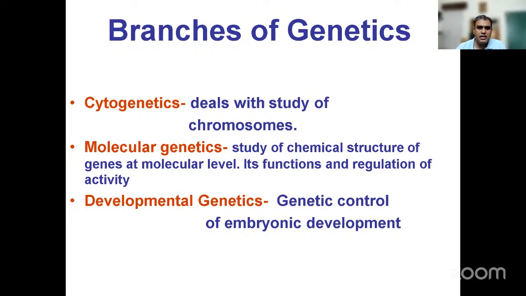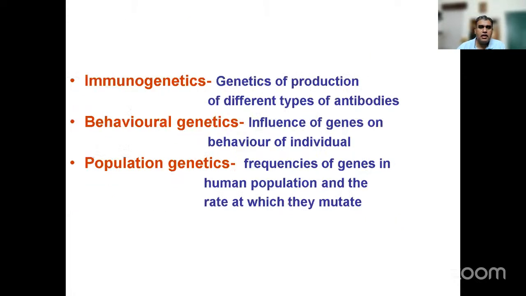It has many branches. Cytogenetics, where we basically deal with chromosomes. Molecular genetics, the study of the chemical structure of genes at a molecular level, which is also quite interesting. Developmental genetics, the genetic control of embryonic development, again very upcoming. Immunogenetics, for the different types of antibodies. Behavioral genetics, on the behavior of individuals. You can imagine how genes play a role in behaviorism, which is connected even to psychiatry and a lot of personality disorders.